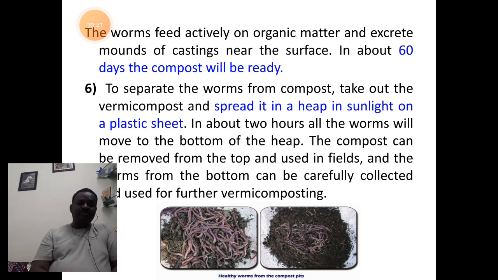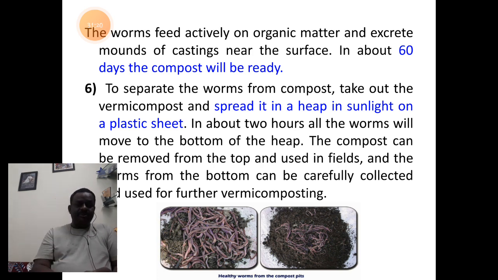Now the introduced worms actively feed on the organic waste at all these parameters that we have studied just now. Hence the contents are left aside for about 60 days to convert that organic waste into compost by the earthworms. That is, after 60 days, the compost will be ready as the excretory mounds of castings will appear on the surface of the bed.